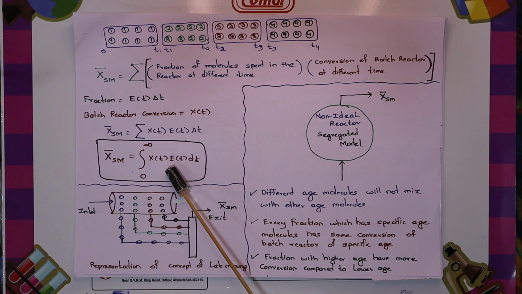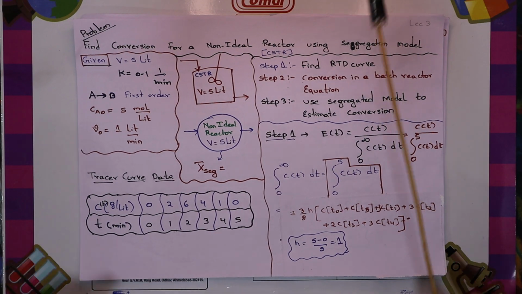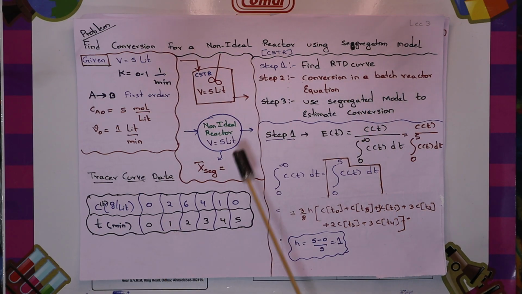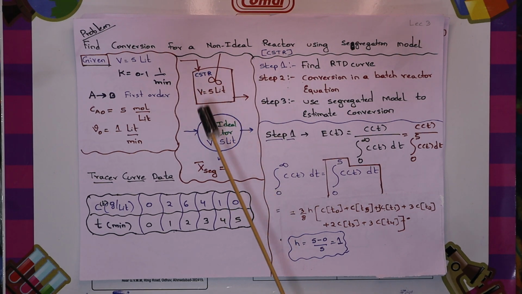Apply this segregation model to predict the conversion in a non-ideal reactor, so it will be easier for you to understand. Let us find the conversion from a non-ideal reactor using the segregated model. There is a CSTR with a volume of 5 liters. This CSTR is behaving non-ideally, that is why it is a non-ideal reactor. So you cannot use the basic design equation of the CSTR to predict the conversion. Instead, you assume this CSTR is behaving non-ideally, and then you have to predict the conversion using the segregated model.